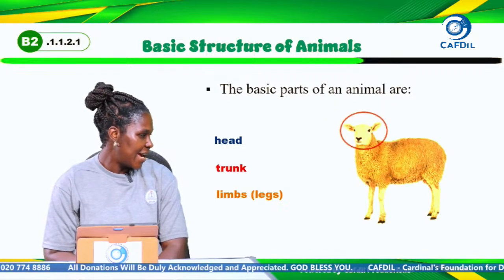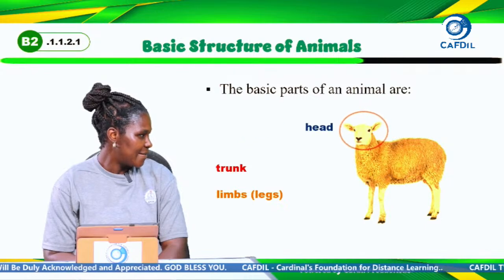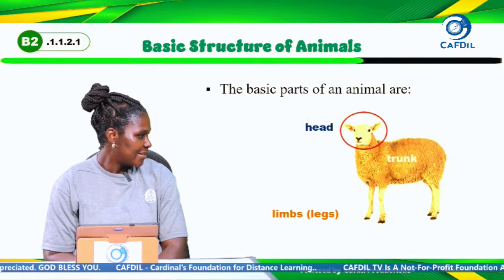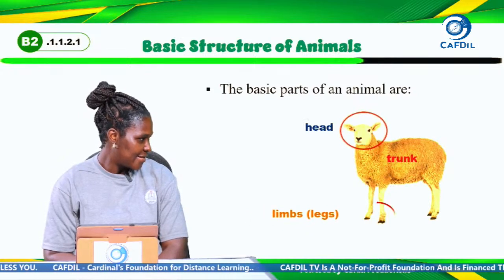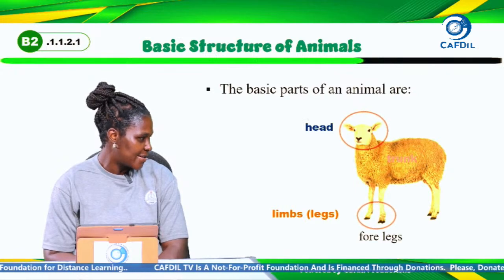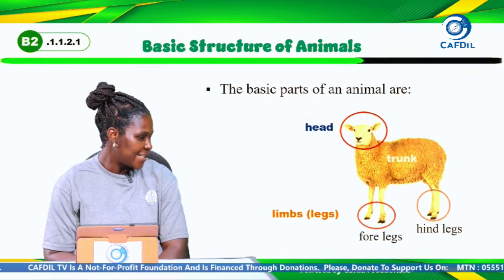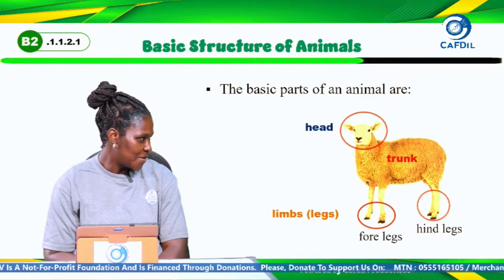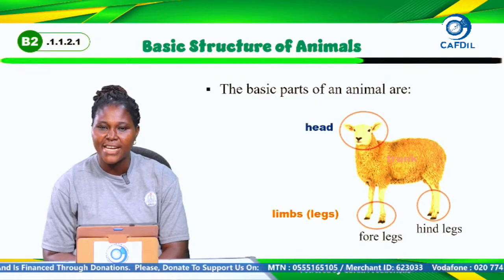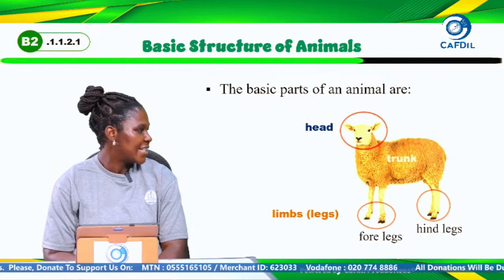This is the head, as we can see. We have the trunk, and then the limbs. We have the front ones, the four legs, and the back ones are the hind legs. So the sheep has also got the head, the trunk, and then the limbs. That is the four legs, and then the hind legs.